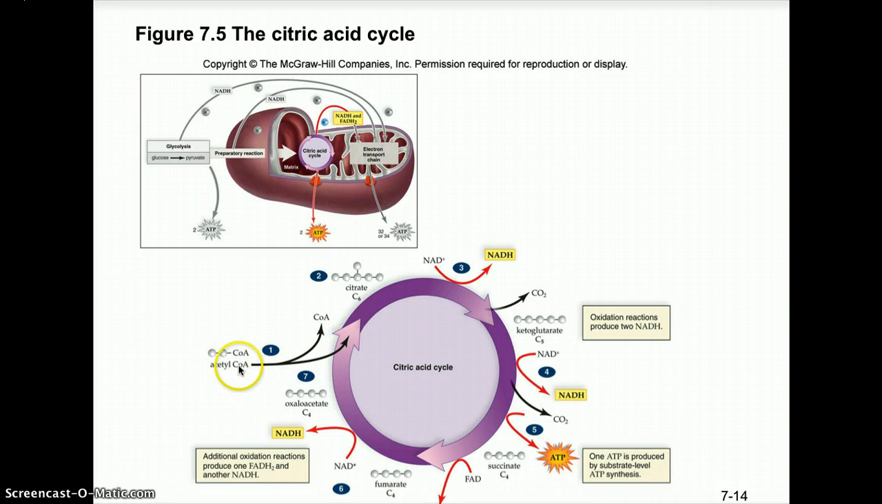So the second acetyl CoA will come in, bind with oxaloacetate to form citrate, and then citrate will be converted to succinate, and out of that you get NADH, 2 of them, and you get 1 ATP. When succinate gets converted to fumarate, you get out an FADH2, and fumarate will go back to the starting reactant, oxaloacetate, and you get out another NADH. We will review these again in class.